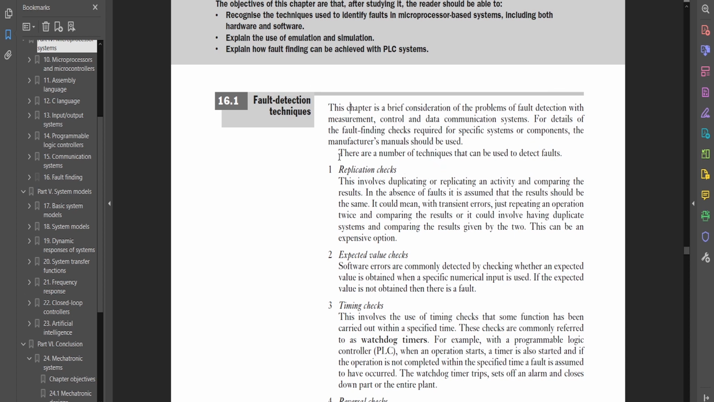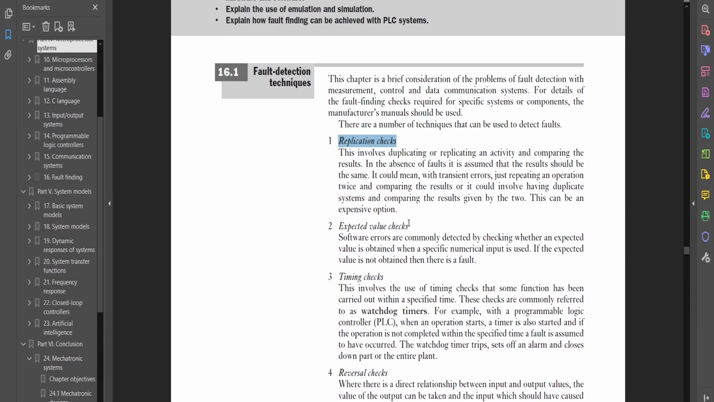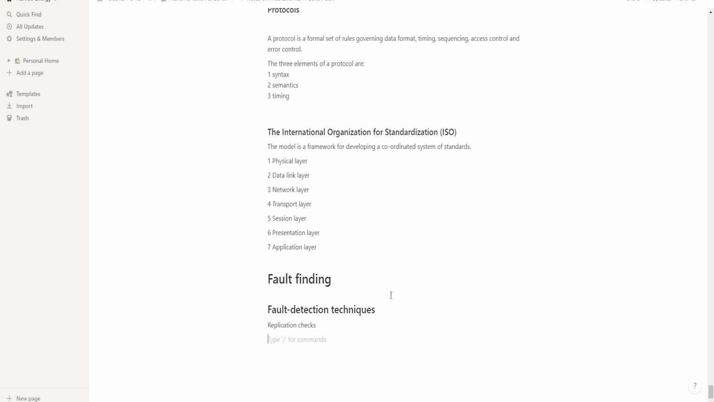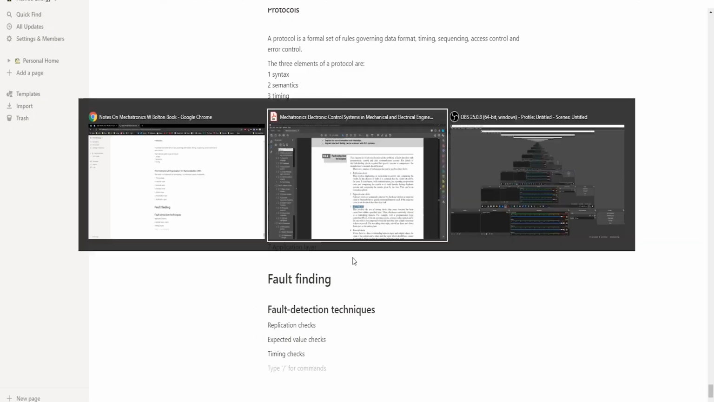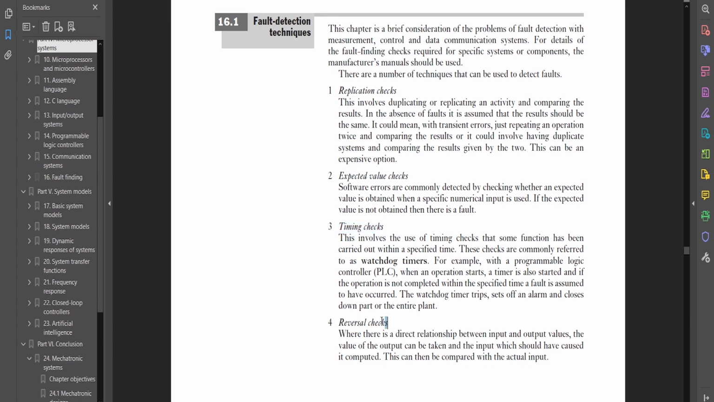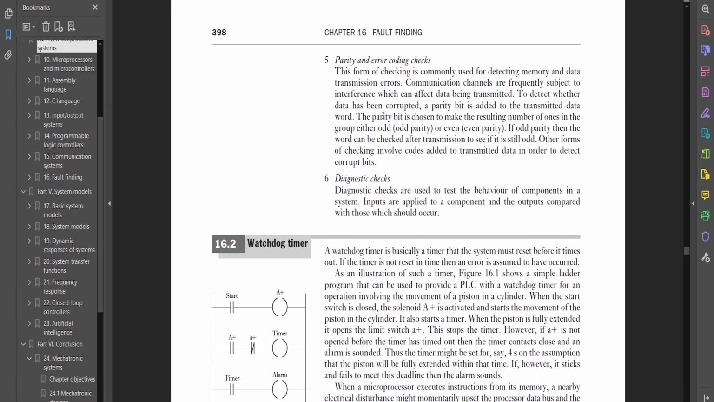Okay. So there are a number of techniques that can be used to detect faults. We've got replication checks, expected value checks. That's kind of a no-brainer. Timing checks. Hey, did the car arrive on time? Did the delivery arrive on time? If it didn't arrive on time, there was probably a fault. Let's check. Reversal checks. Parity and error coding checks.